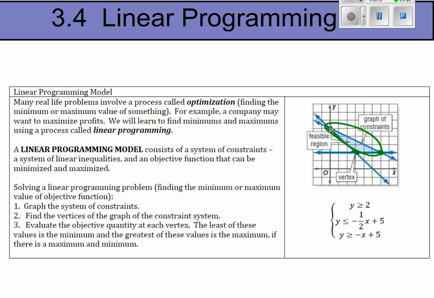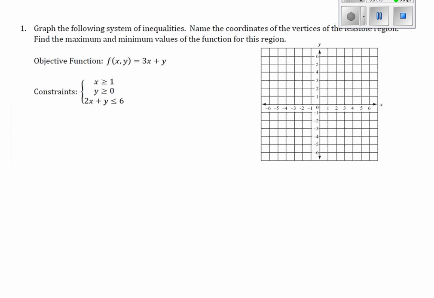When you get those points, you want to put those values into an objective function and try to get the maximum or the minimum. So we're trying to figure out a feasible region, look at the vertices, and then figure out if we can maximize or minimize it. Let's walk through one simply here. You've got x greater than or equal to 1, y greater than or equal to 0, 2x plus y less than or equal to 6. Here's my objective function. I want to figure out the maximum and minimum values for the function on this region.